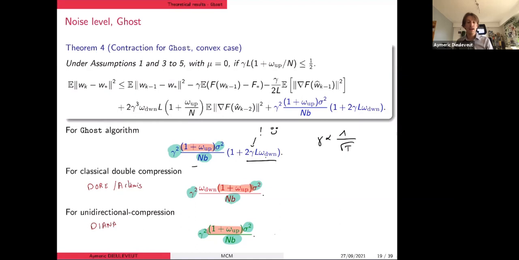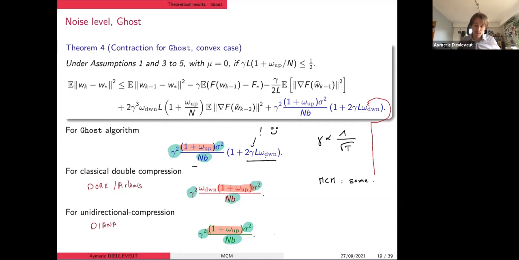And this is exactly the same intuition that's going to apply to MCM. In fact, what we are going to show is exactly the same convergence. But the only difference is that we are going to have a square here on omega down, which is not going to change the message, in fact, because we still have something that asymptotically, as gamma goes to zero, recovers exactly the same rate as the Diana algorithm. OK, so let's have a look at that.